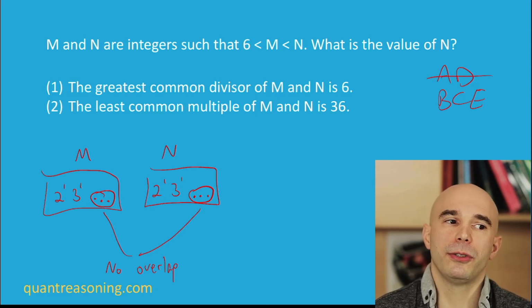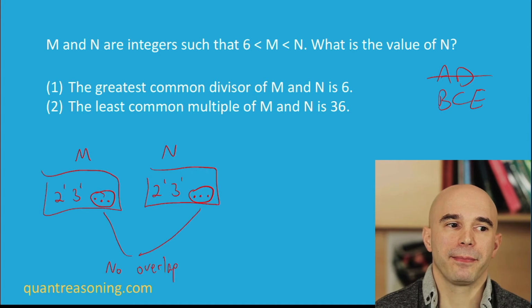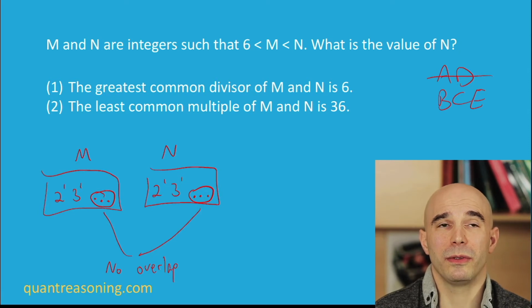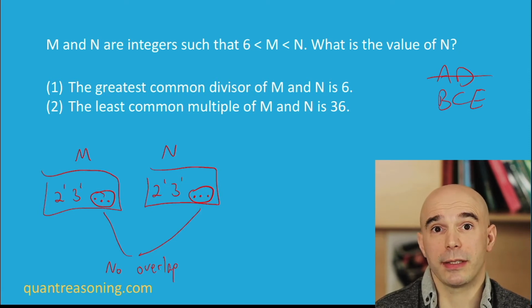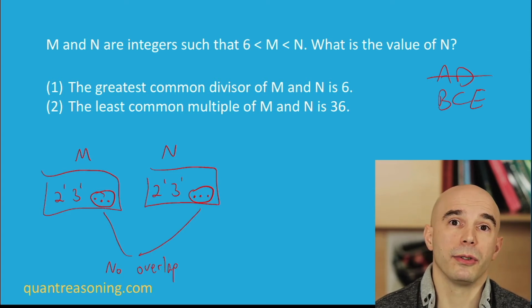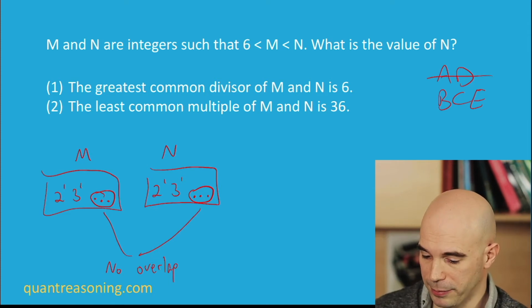Can we evaluate statement 2 without pen and paper? We want to think about two positive integers that are greater than 6, such that their least common multiple is 36. I think the easiest option to think about is when one of them is 36. And it would have to be the bigger of the two. So let's imagine that n is 36, and m then could be any factor of 36. So m could be 18 or 12 or 9. I think those are the possibilities for m.